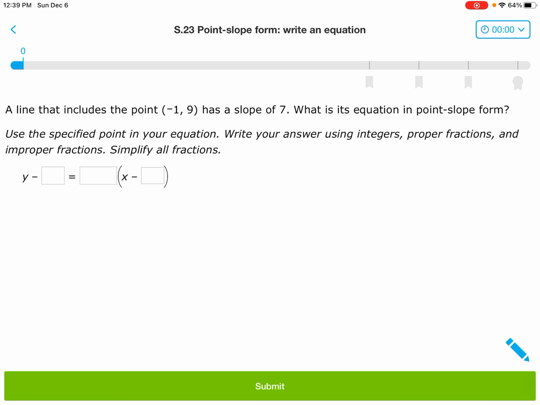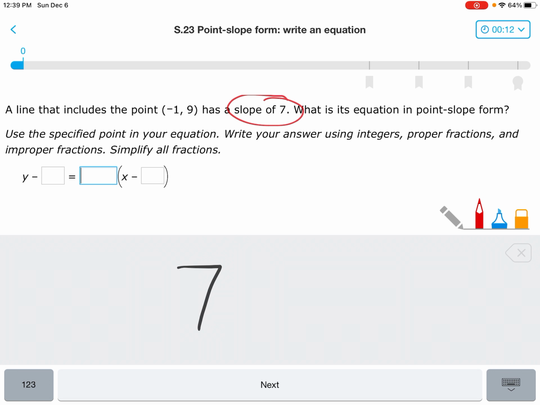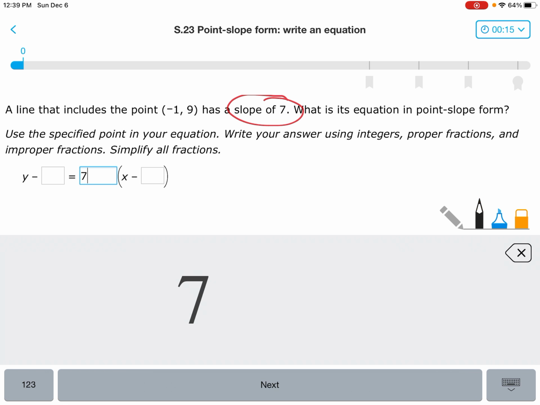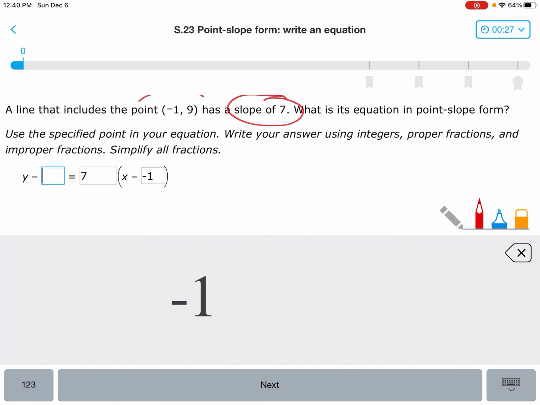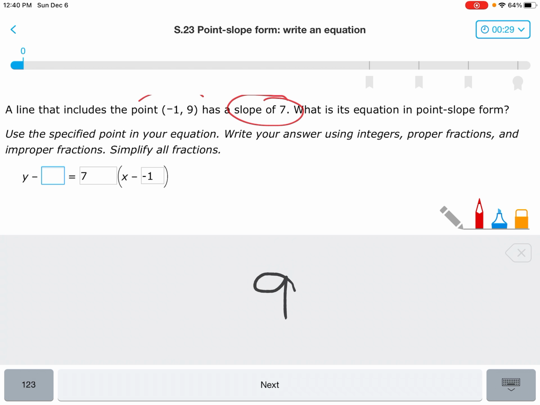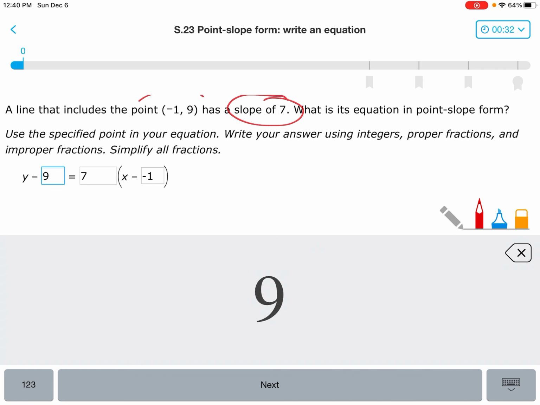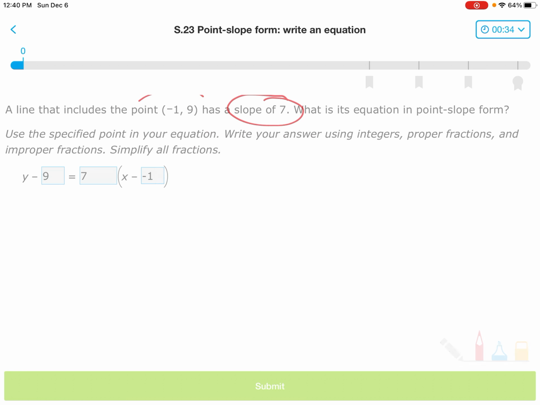Next, we'll go to S23, and that's write the equation. So we have to fill in these blanks. So the slope is 7. So that goes here. Okay. Then let's look at the point, negative 1, 9. So first the x value. So a negative, and all we have to do is type in -1. And for the y, we're going to type in 9. Let's see how that works. Submit.